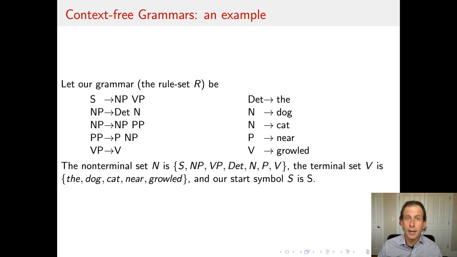So if I were going to go back to the definitions of the previous slide and ask what are the pieces of this grammar, I would say here the non-terminal set is the categories S, NP, VP, det, PP, and V. Those are all things that appear on the left-hand side of some rule. The terminal set is a set of symbols that don't appear on the left-hand side of any rule. So that's the, dog, cat, near, and growled. And our start symbol, by convention, is often the left-hand side symbol in the first rule listed in the grammar. That's just by convention.